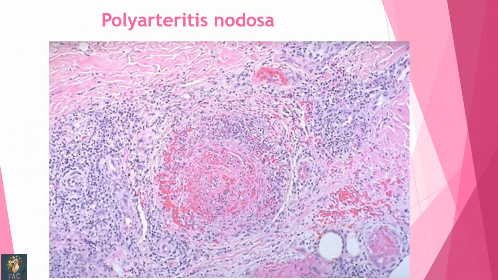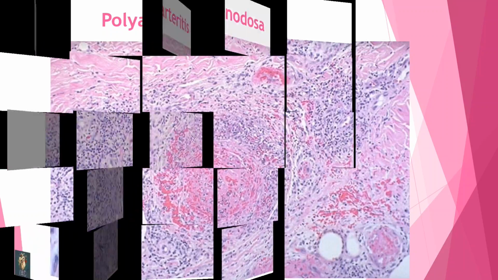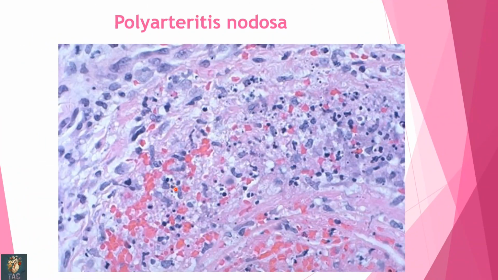Classic slide of polyarteritis nodosa. This necrotizing inflammation can involve small to medium-sized arteries. You can see pink band over here. This pink band is of fibrinoid necrosis. The infiltrate, which is present all over the slide, is composed of neutrophils and lymphocytes. Another magnified view of polyarteritis nodosa.